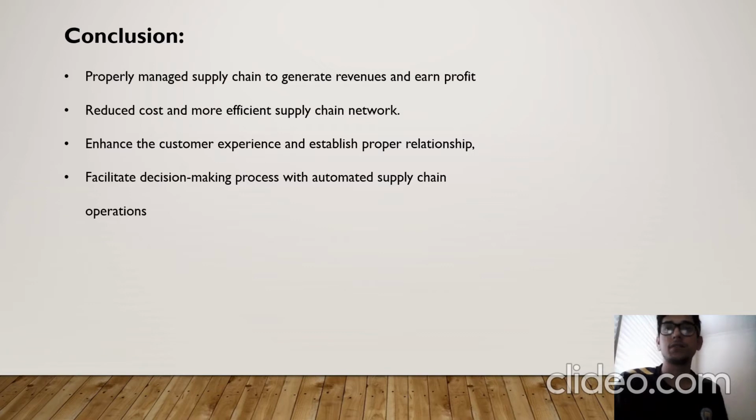Facilitate the decision making process with automated supply chain operations. With the help of automated supply chain operations, the decision making process could be done in a fast manner, which could help the organization take a decision at a pace, at the time of requirement.